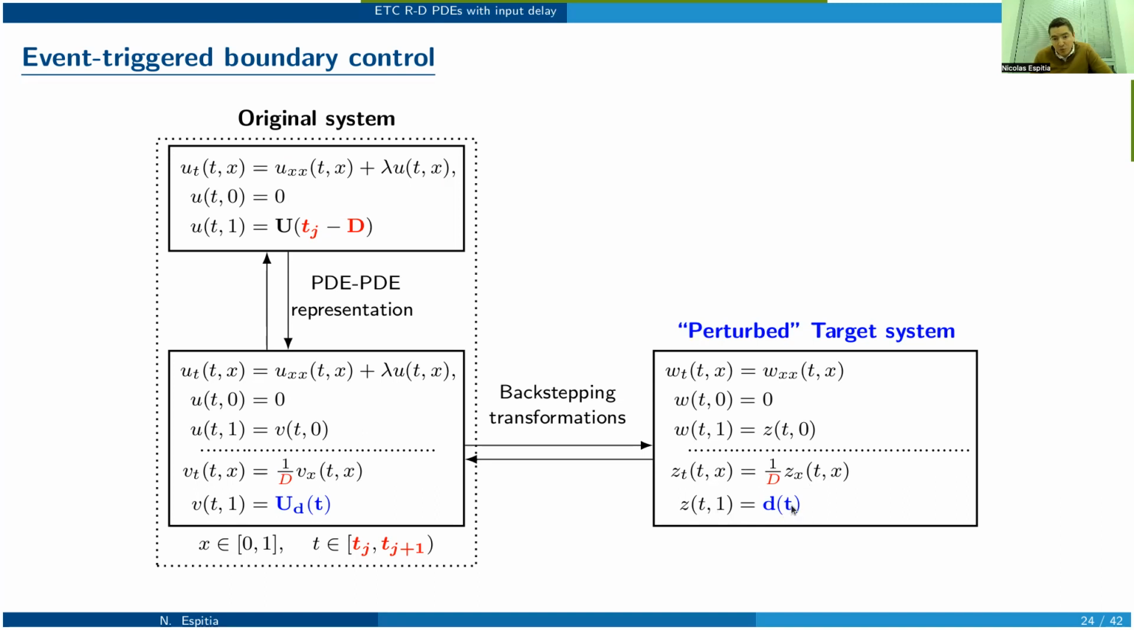This piecewise continuous signal, the deviation of the actuation signal, propagates through the domain, and then it reaches here. So we need to study this target system carefully.